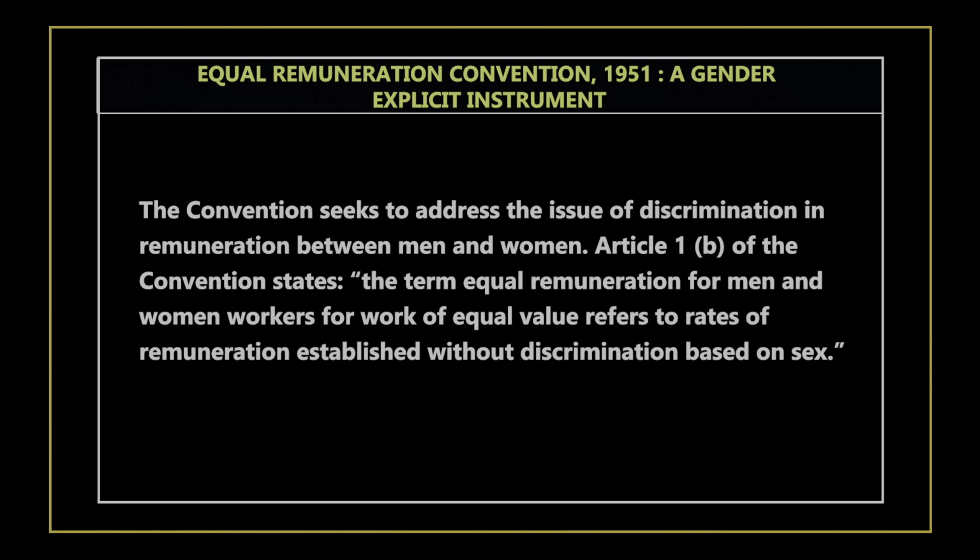Equal Remuneration Convention 1951, a gender explicit instrument. The convention seeks to address the issue of discrimination in remuneration between men and women. Article 1, Clause B of the convention states, the term equal remuneration for men and women workers for work of equal value refers to rates of remuneration established without discrimination based on sex.